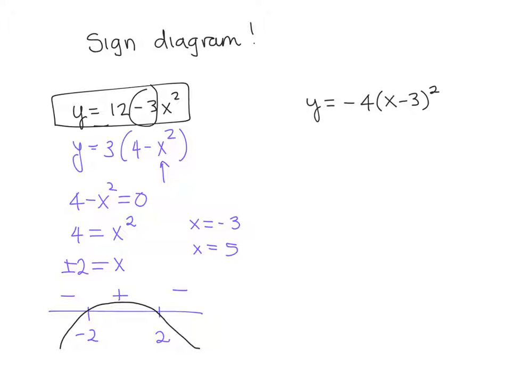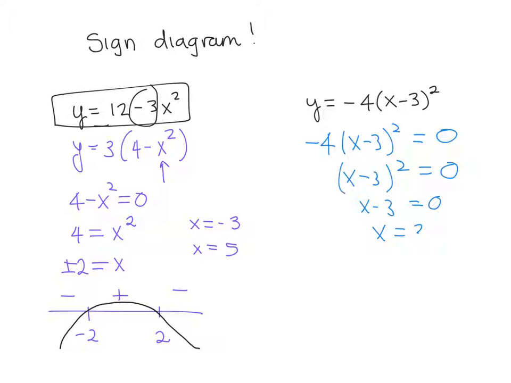Alright, continue. y is equal to negative 4 times x minus 3 squared. Alright, let's find out where the zeros are. So negative 4 times x minus 3 squared is equal to 0. Obviously, x minus 3 squared is going to be 0. And then we take the square root on both sides, so x minus 3 is equal to 0. So x equals 3 would be where my 0 will be. So create a number line, plug the 3 in, then test the values.